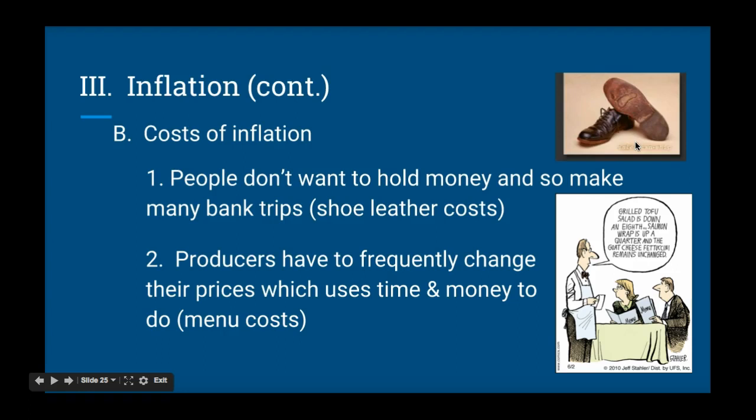This little cartoon has the waiter saying, grilled tofu salad is down an eighth, salmon wrap is up a quarter, and the goat cheese fettuccine remains unchanged, as if menu prices are like stock prices.